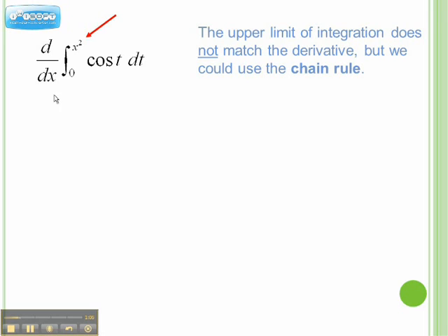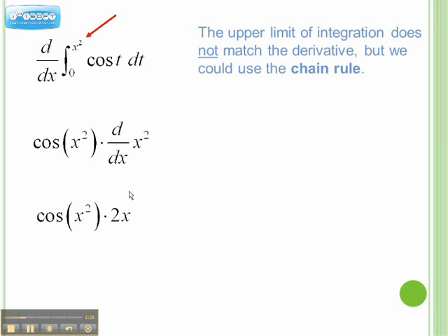Well, what did I do if I had a function inside of another function and I was trying to find that derivative? Well, we just used the chain rule. So my derivative would be what I get when I put the upper limit into the function. That's how we get the cosine of x squared. And then I'm just going to multiply on the derivative of my x squared, which is 2x. Final answer, 2x cosine of x squared.